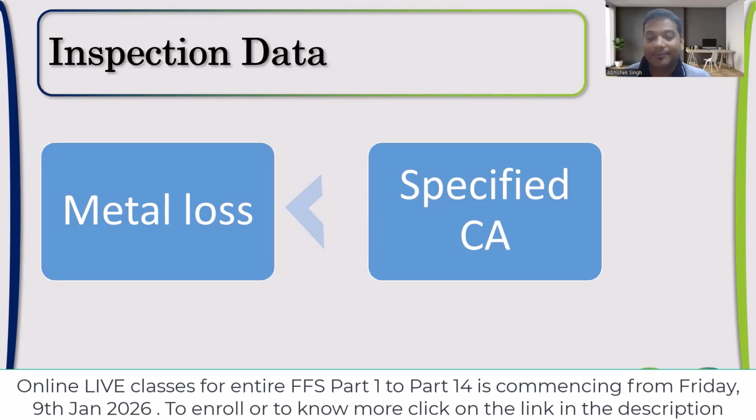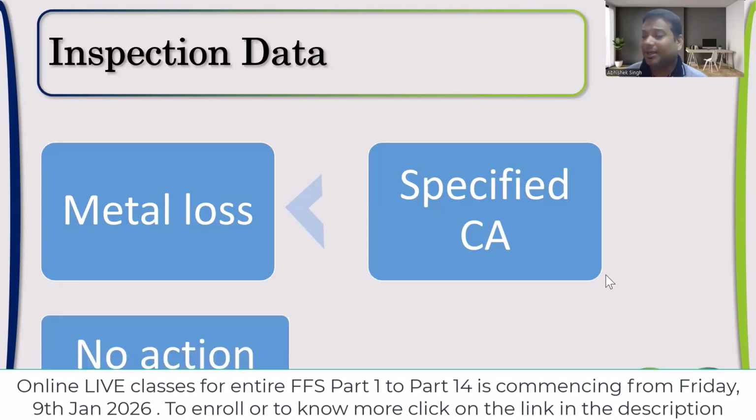Do I need to do anything if my metal loss is less than the specified corrosion lines? The answer is no. You don't have to do anything. That is what is desired. Your metal loss should be less than specified. You don't need to do any assessment. No fitness for service is required.